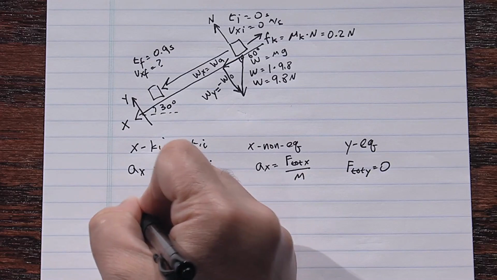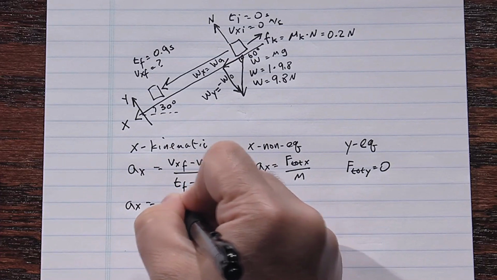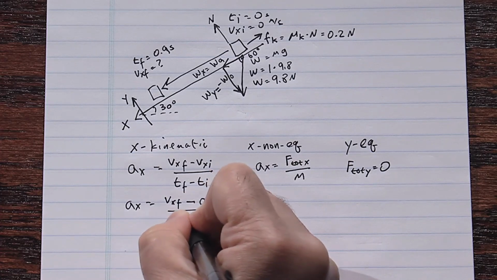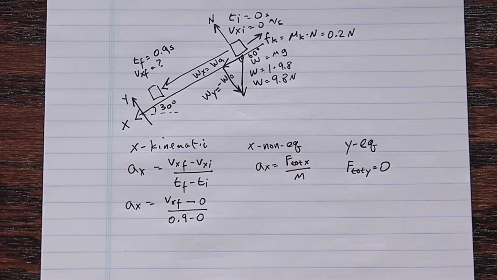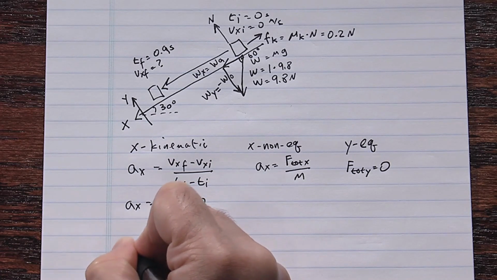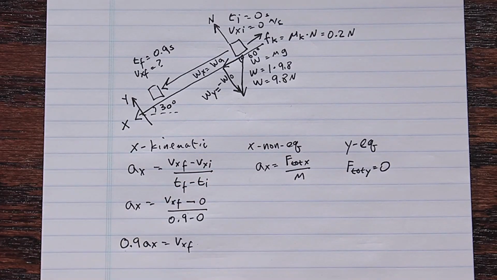Ax, we don't know. Ax is equal to Vx final. We don't know that either. That's what we're looking for. Vx final minus Vx initial. That we do know. That's 0. Divided by T final. T final is 0.9 seconds minus T initial, which is 0. Well, that's one equation with 2 unknowns, and once again, it comes out to be 0.9 Ax is equal to Vx final. So we're stumped for the moment.